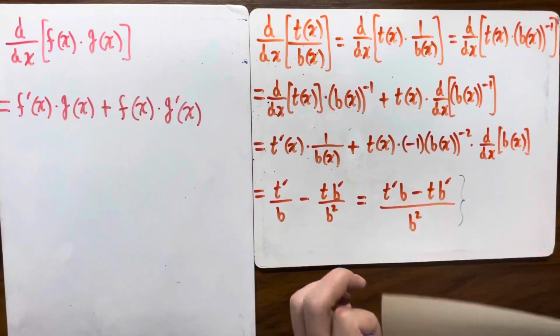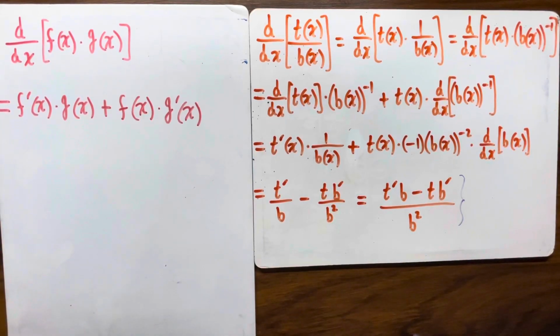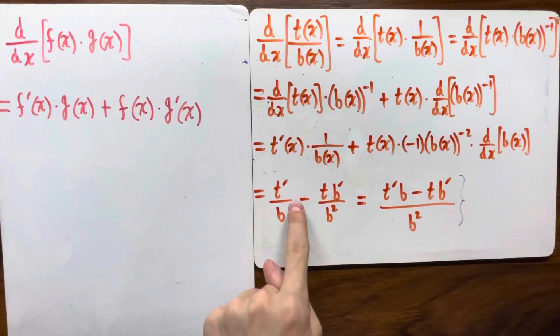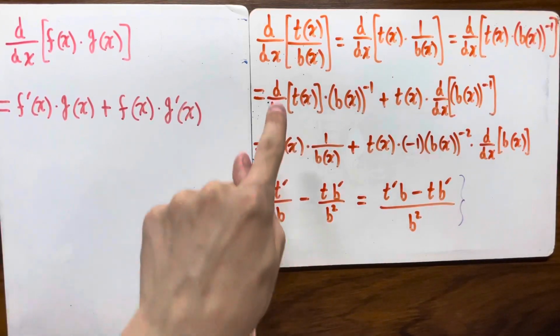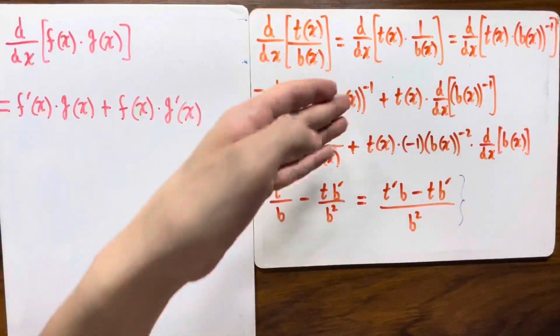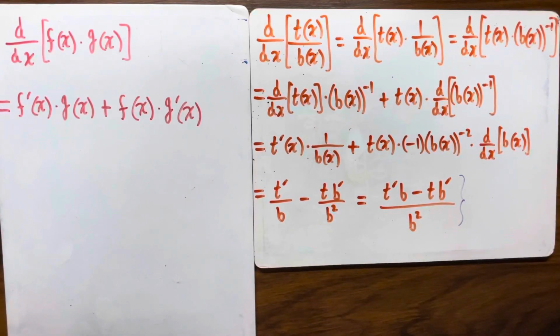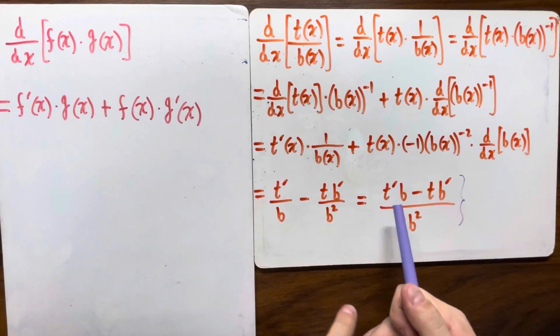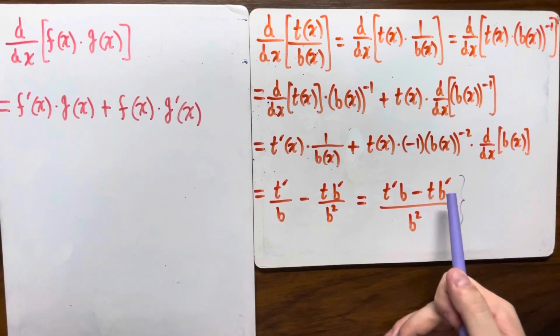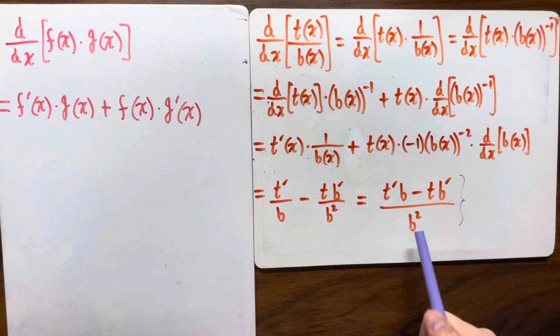And now we can get a common denominator. So getting a common denominator, multiplying b and b, we're going to get that the derivative of some top function divided by some bottom function, the derivative of a quotient, is just equal to the derivative of the top times the bottom minus the top times the derivative of the bottom, all divided by the bottom squared.